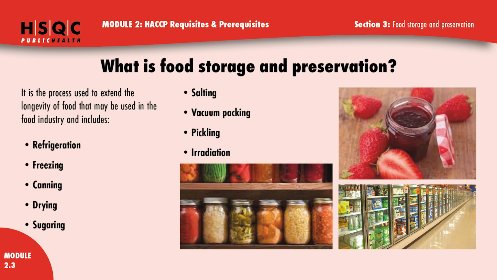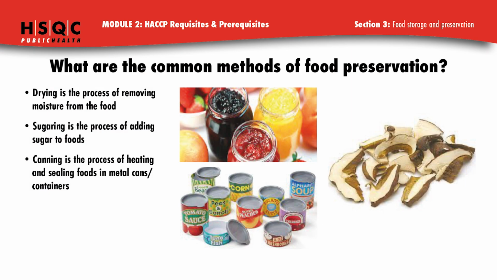Module 2, Section 3, Food Storage and Preservation. What is food storage and preservation? It is the process used to extend the longevity of food that may be used in the food industry and includes refrigeration, freezing, canning, drying, sugaring, salting, vacuum packing, pickling, irradiation.